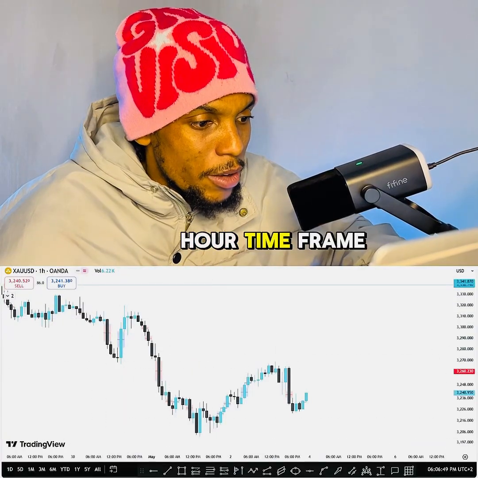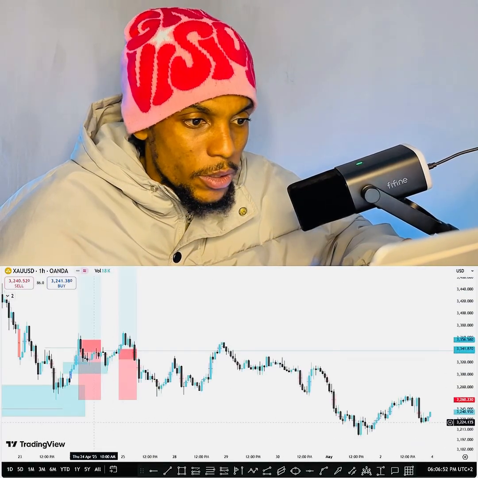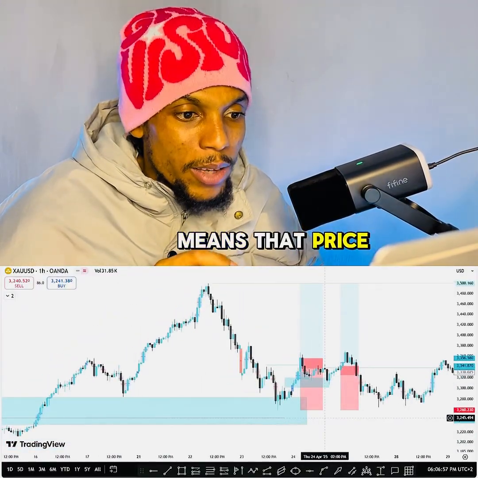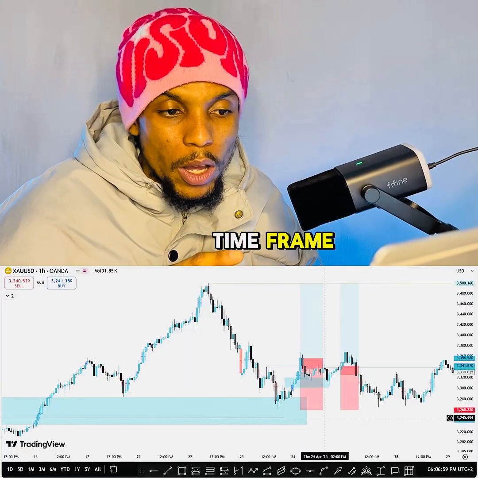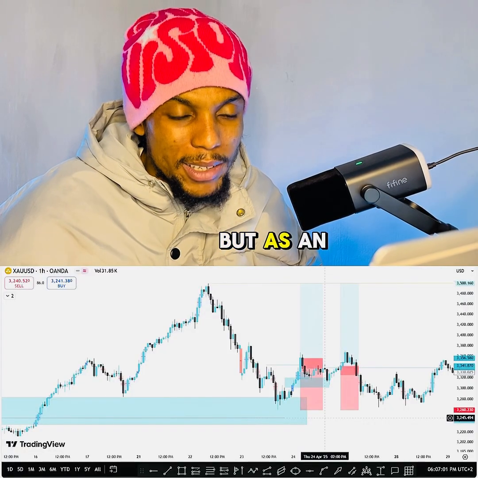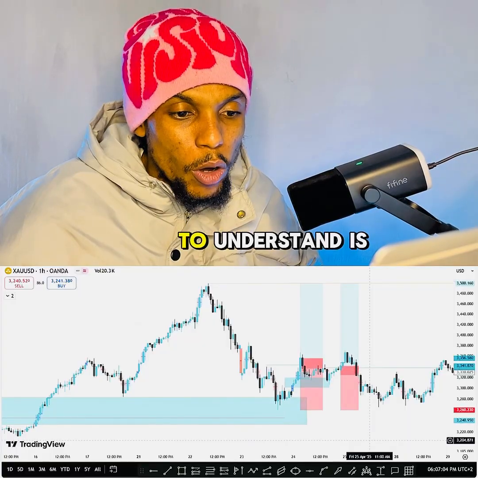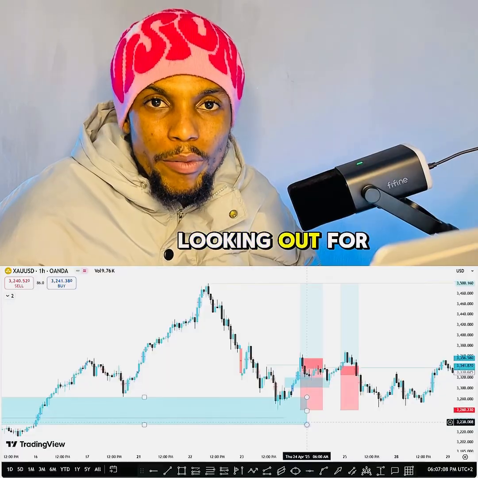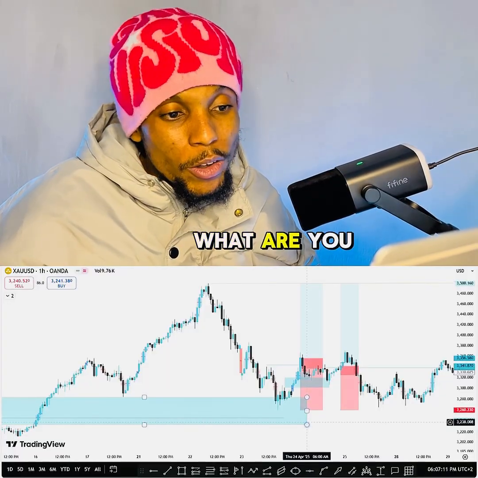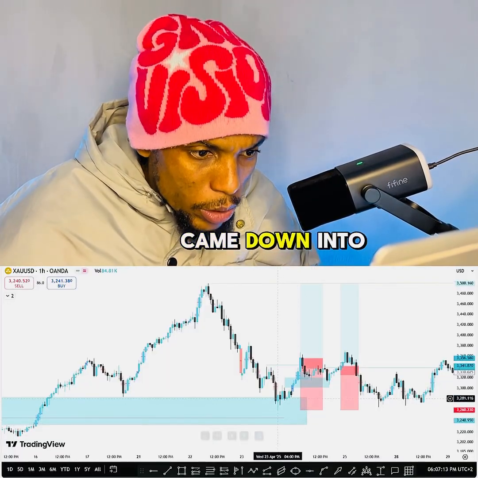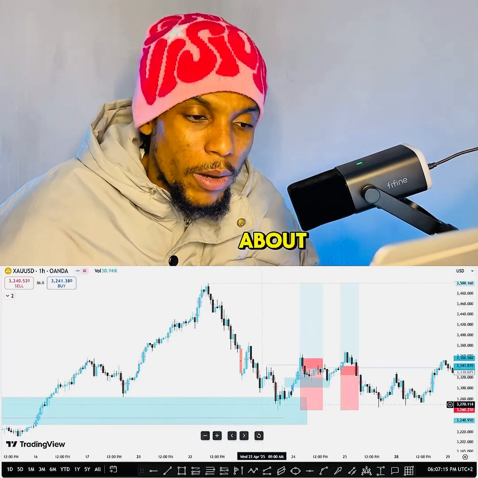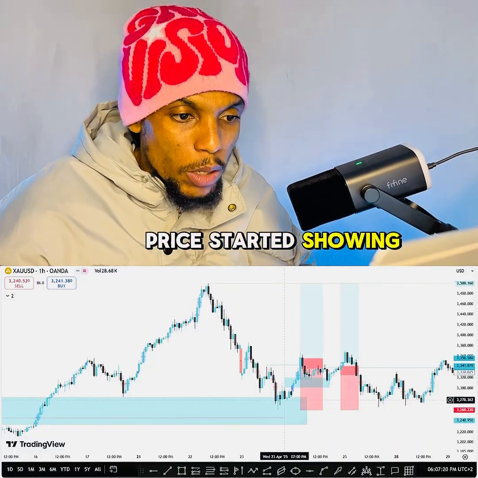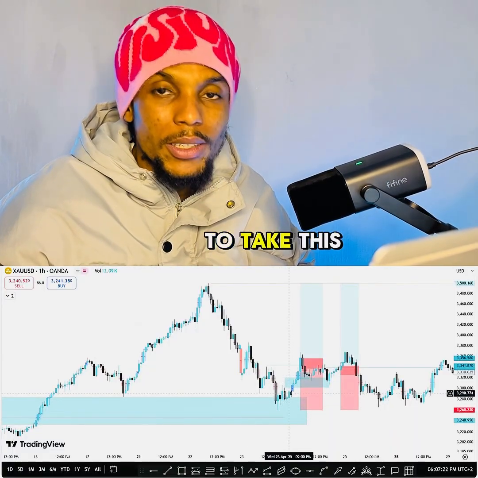So here, this is the 1 hour time frame. As you can see, price being fractal means that price does the same thing in every time frame. But as an experienced trader, what you need to understand is, when you see it in this time frame, what are you going to be looking out for? So when price came down into that daily fair value gap that we're talking about, price started showing me the confluences that I need to take this trade to the upside.